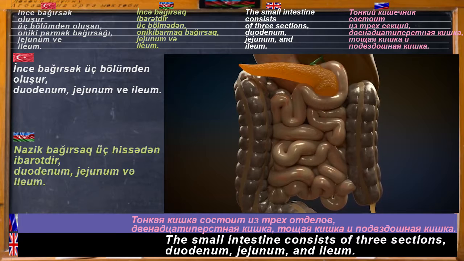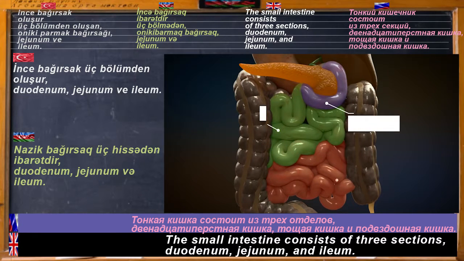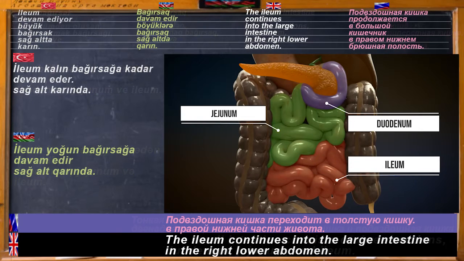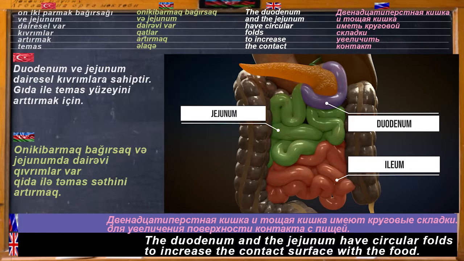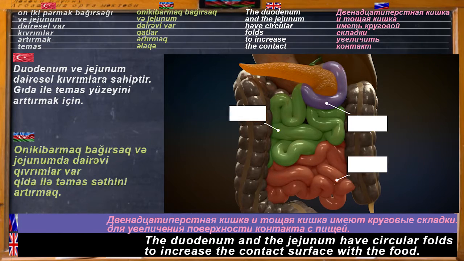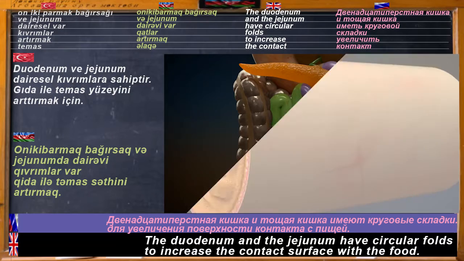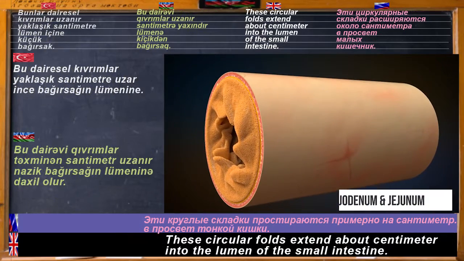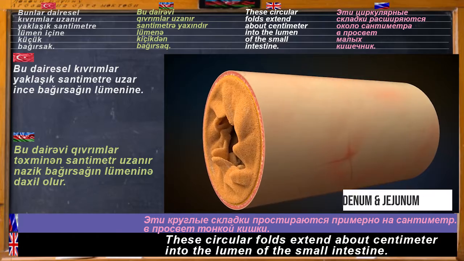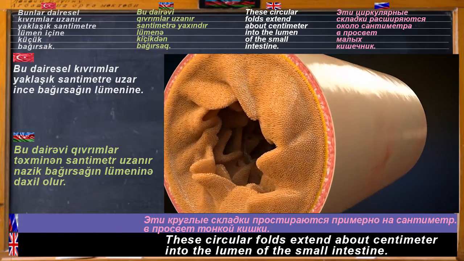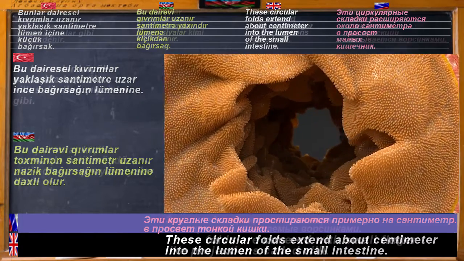The small intestine consists of 3 sections: duodenum, jejunum, and ileum. The ileum continues into the large intestine in the right lower abdomen. The duodenum and the jejunum have circular folds to increase the contact surface with the food. These circular folds extend about 1 centimeter into the lumen of the small intestine.